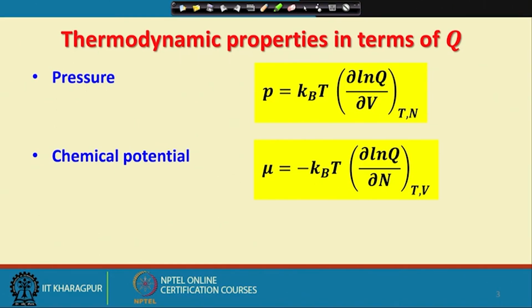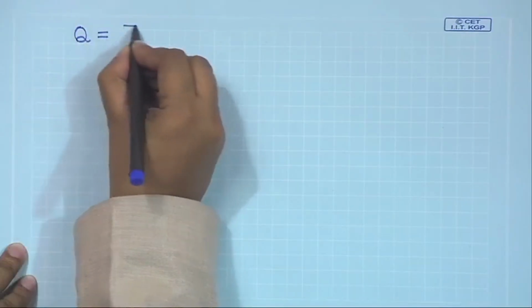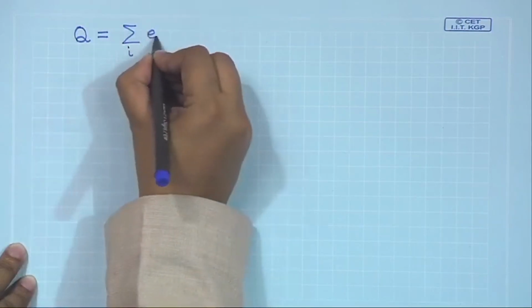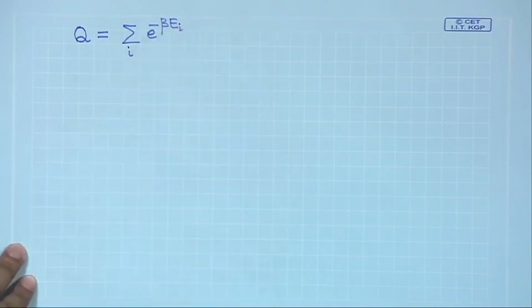All these require the partition function Q as a function of temperature, volume and the number of particles. And obviously, for a given system, capital Q is equal to the summation over all possible microscopic states of e to the power of minus beta E_i, where E_i characterizes the ith microscopic state as given by the solution of the Schrodinger equation. So, the aim of this lecture is to evaluate the canonical partition function of a given system for which the solution of the Schrodinger equation is known.